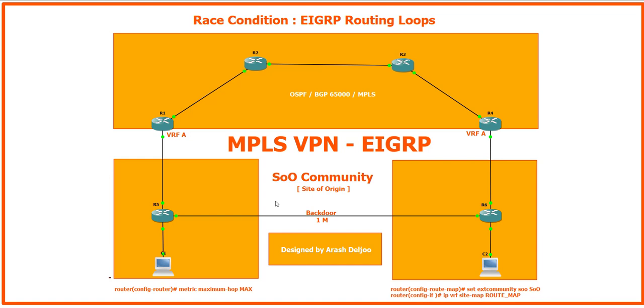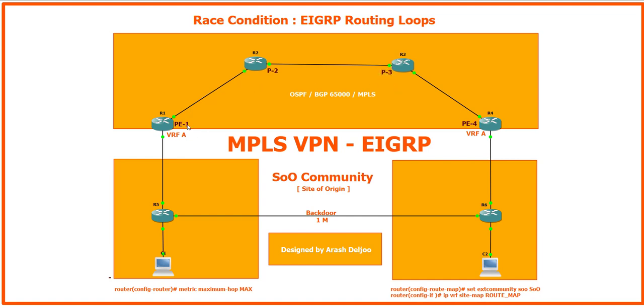First, we need to understand the problem, the race condition, and after that we can talk about the site of origin. Let me first define this scenario. Here again we have one service provider. This is our service provider. R1 is PE1, meaning provider edge 1, and also R4 is another PE, PE4. And also we have two core routers. We call them P routers, or provider routers, P2 and P3, exactly the same as the previous scenario.